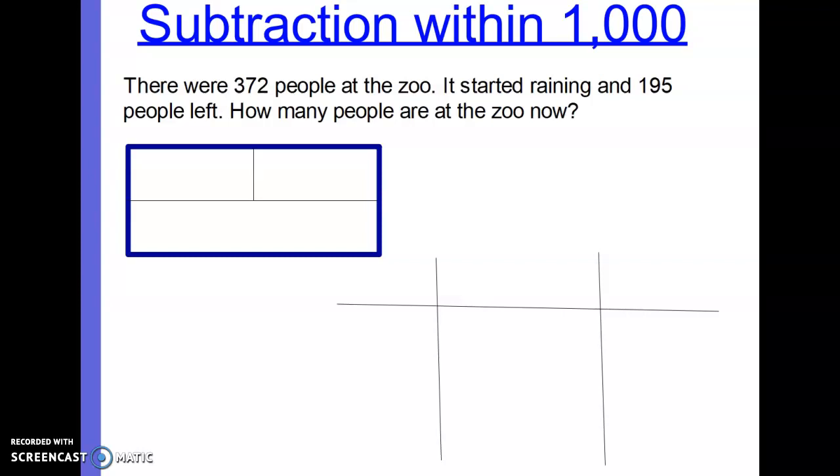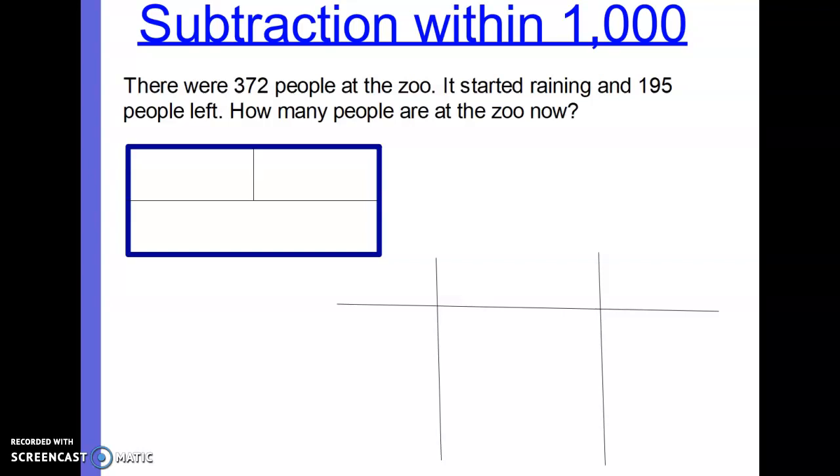Hi guys, this week we're going to be learning subtraction within 1,000. There were 372 people at the zoo. It started raining and 195 people left. How many people are at the zoo now?